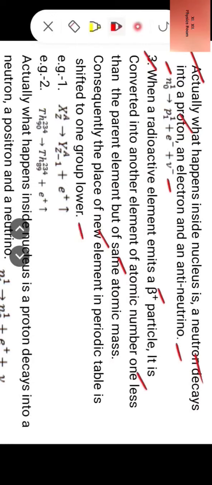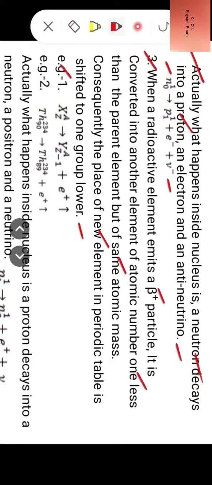I repeat, when a radioactive element emits a beta plus particle, that is a positron, it is converted into another element of atomic number 1 less than the parent element but of same atomic mass. Consequently, the place of new element in periodic table is shifted to one group lower.